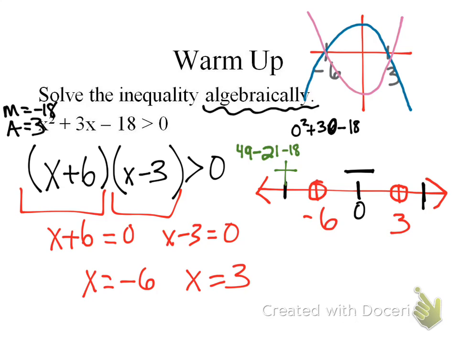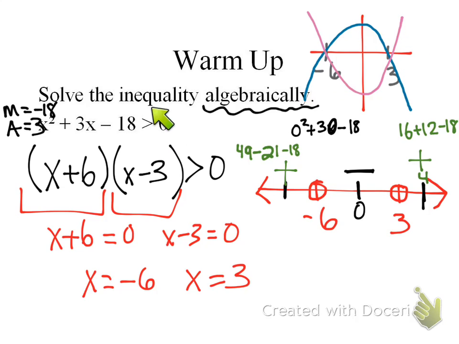What about when you plug in, let's say, 4? So that would be 16 plus 12 minus 18. Is that a positive value or a negative value? Positive. Good. So you can see when you are in the region that is less than negative 6, you are positive. That means you're above the x-axis if you were looking at the graph. So it looks like our pink graph. We start out above, then we go below. When you're in between your 2 critical numbers, then it goes above again.